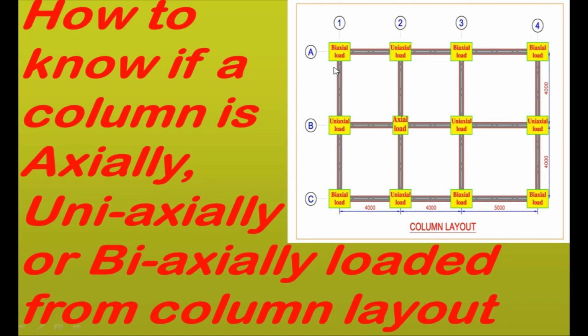In this video we are going to discuss how to know if a column is axially loaded, uniaxially loaded, or biaxially loaded from the layout. Here I have shown a layout for reference, in which I have marked grids 1, 2, 3 and A, B, like that. In that I have mentioned the biaxially loaded column and the uniaxially loaded column. So how do we find out whether a column is biaxially loaded or uniaxially loaded? We'll go to the video first.